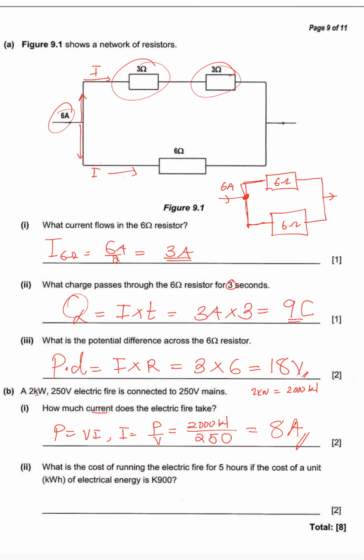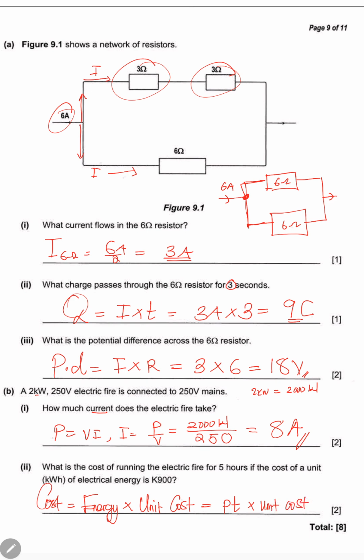The other one says, what is the cost of running the electric fire for 5 hours if the cost of a unit, which is a kilowatt hour of electric energy, is 900? So the cost of electricity is just given by energy multiplied by unit cost. So the question is, how do we find energy? Remember that energy is what? Power multiplied by time. So here we are talking about power multiplied by time, then multiplied by unit cost.